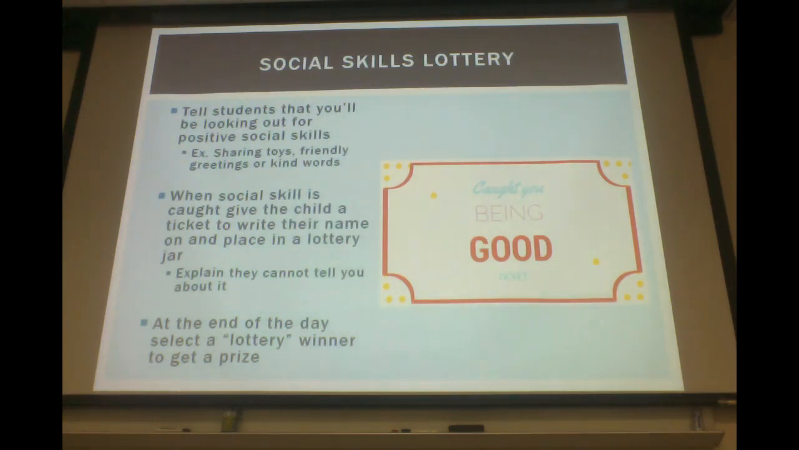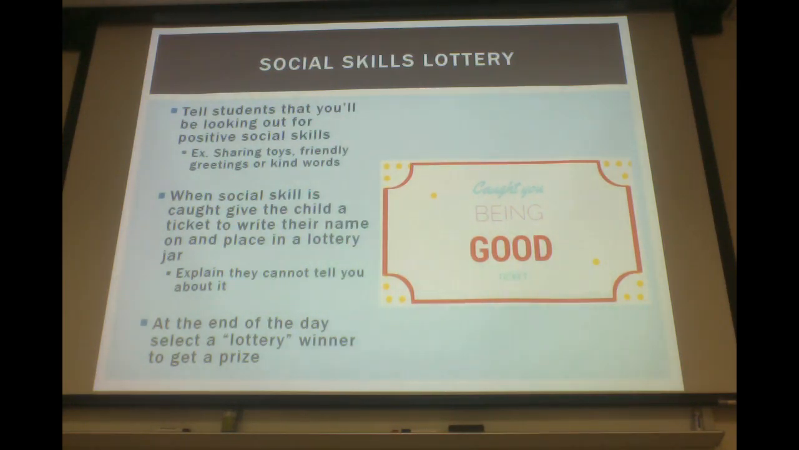But one thing we have to remind the students is that they can't tell you that they've done the social skill or that they saw Johnny do the social skill. You have to catch Johnny doing the social skill. This way, you know that they did the skill, and also you can give them that one-on-one attention instead of having a peer do it.